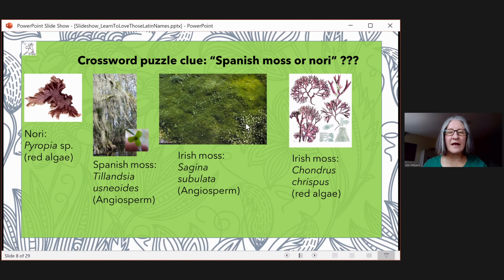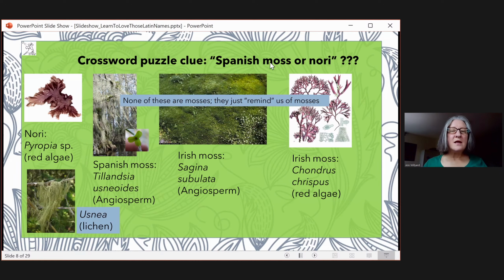It's got little tiny white flowers. And then what was confusing about that is the name Irish moss is also used for this red algae. And this red algae is the source of carrageenan, right? So you have 2 angiosperms and 1 red algae called a moss. And actually, none of these are mosses. The point is, they just remind us of mosses, yes?